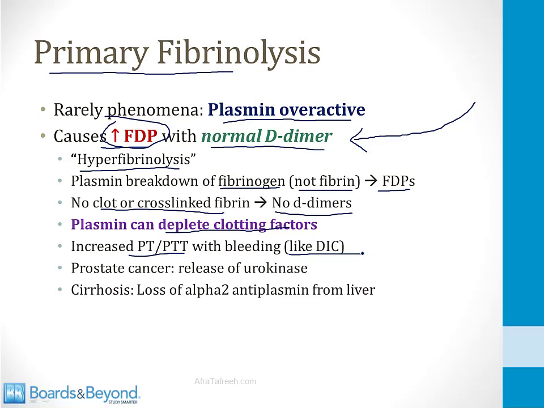A place where this sometimes occurs is in patients who have prostate cancer. There can be release of urokinase from cancer cells from the prostate. This can also be seen in cirrhosis, where there's loss of alpha-2 antiplasmin, which is an inhibitor of plasmin. It's produced by the liver, so when these levels fall, plasmin can become overactive, and that can lead to extensive fibrinolysis.